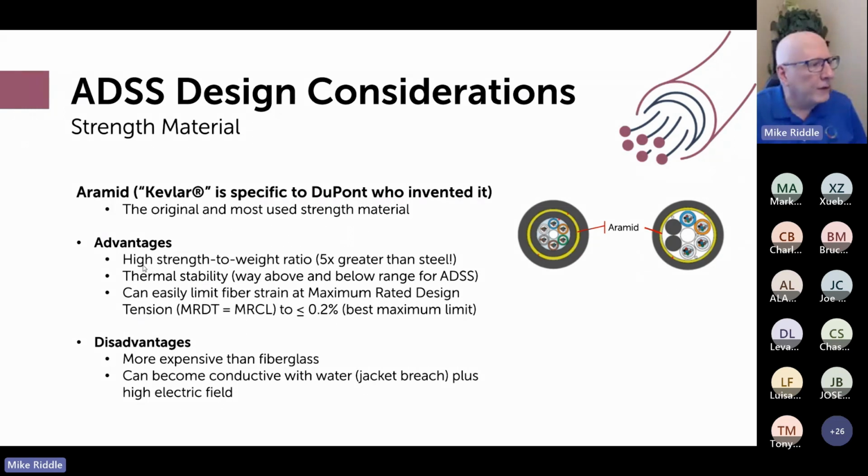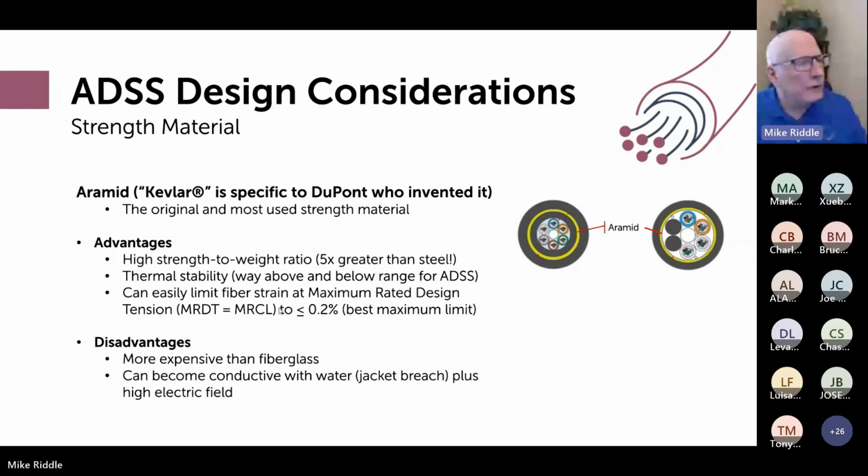Great advantages: very high strength to weight ratio, excellent thermal stability. And because of these two properties, you're able to limit the fiber strain at your maximum rated design tension. Maximum rated design tension is the terminology used in the IEEE standard. Here in the United States, you will also see the term maximum rated cable load. They mean the same thing. This is just an older term that, for whatever reason, the IEEE did not adopt.